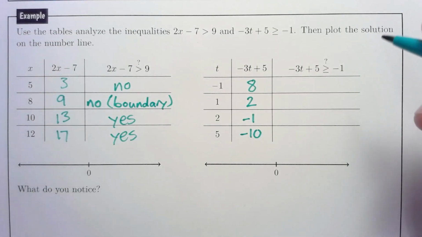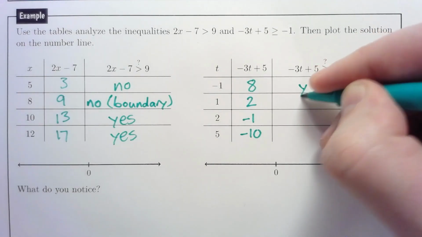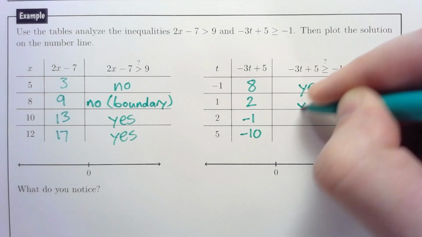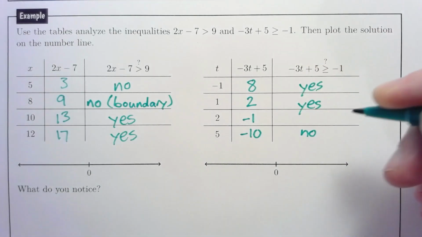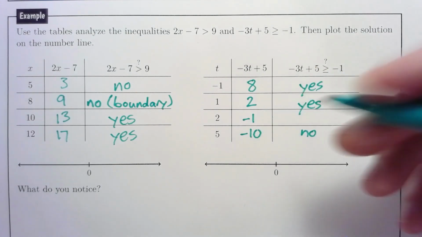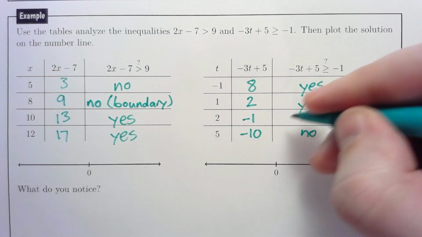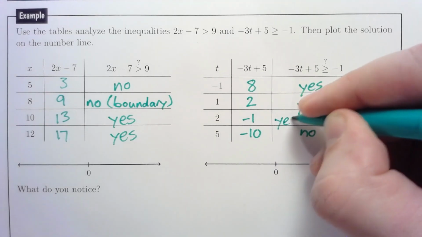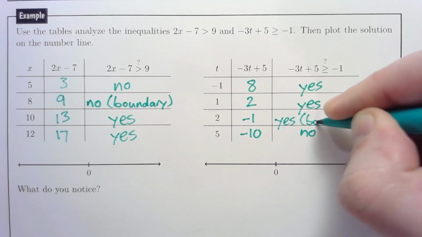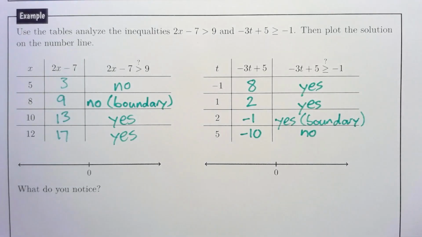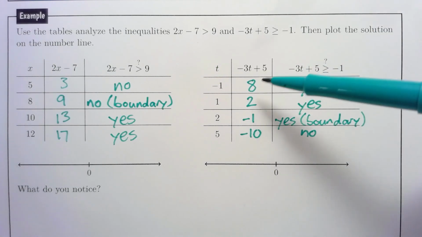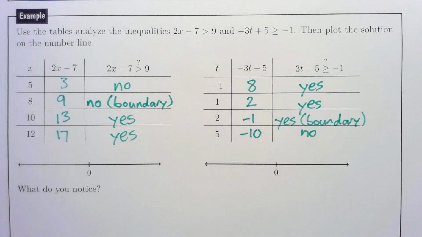So, are these greater than or equal to negative 1? 8 is, 2 is, negative 10 is not, and lastly, negative 1 is greater than or equal to. But again, this is our boundary, because this is where the expression changes from being less to greater. Actually, in this case, it changes from being greater to being less.